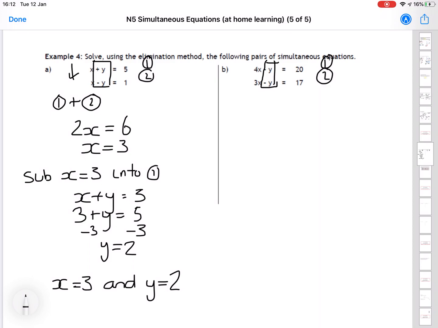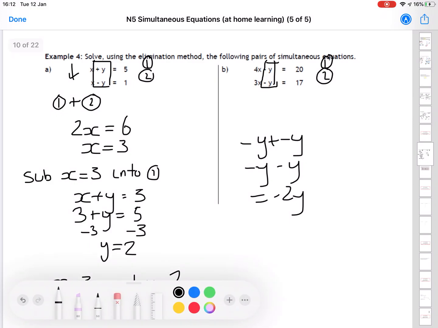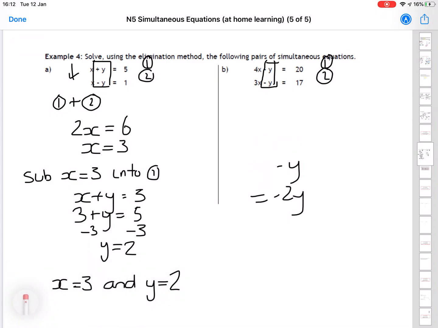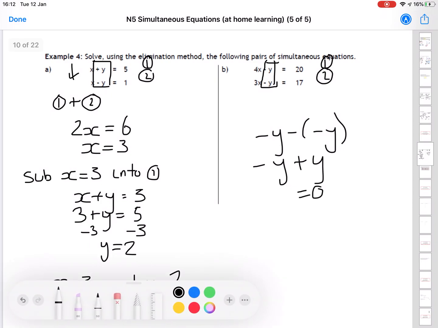Now we need to decide how we're going to combine these equations together. Now, if we were to add these together, what we would get is minus y plus minus y, which would turn into minus y minus y, which is minus 2y. Okay, so we don't want that. We want a 0. So that won't work. So we can't add these equations together. So what we can do instead is we could subtract these. If we subtract them, minus y minus minus y will turn into minus y plus y, which is your 0. Okay, so that is what we're looking for.